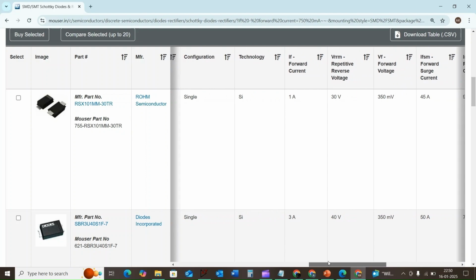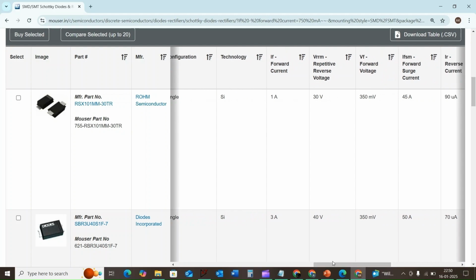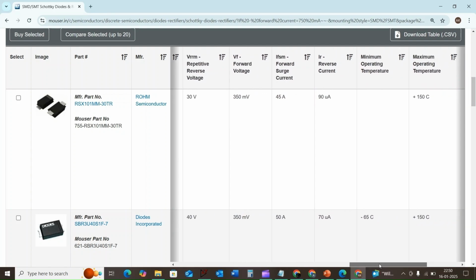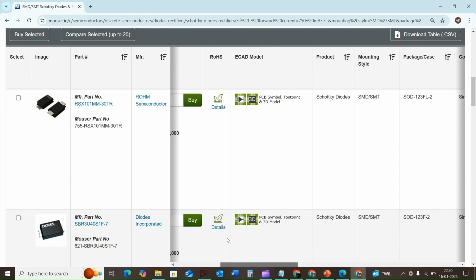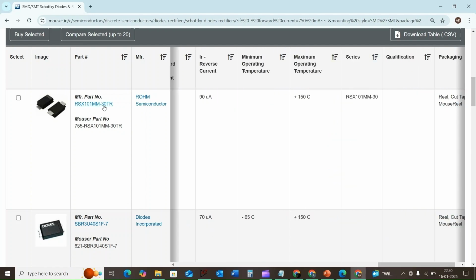is 1 amp. It can support up to 1 amp, the reverse voltage is 30 volts, the forward voltage is 350 millivolts, and it can support a surge current of 45 amps. And the maximum temperature is 150 degrees Celsius. So we can confirm this part number.